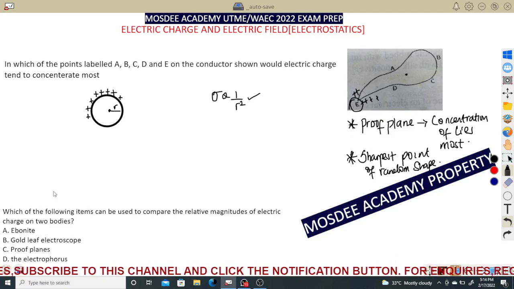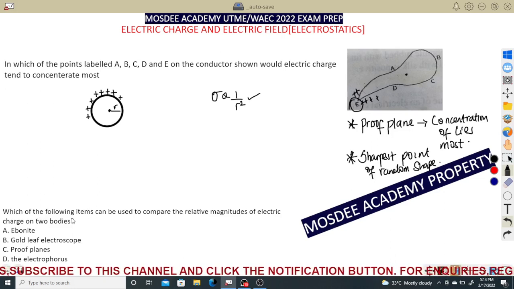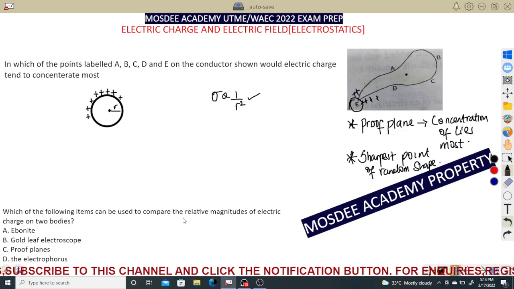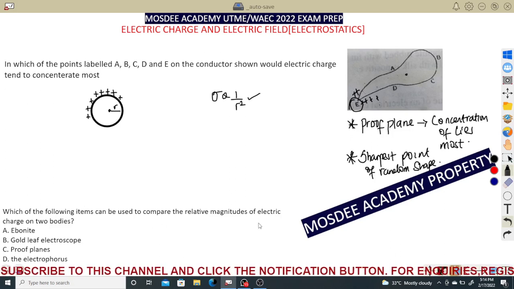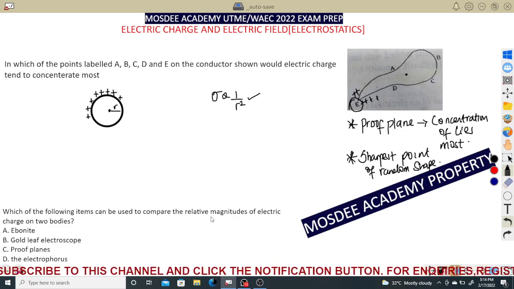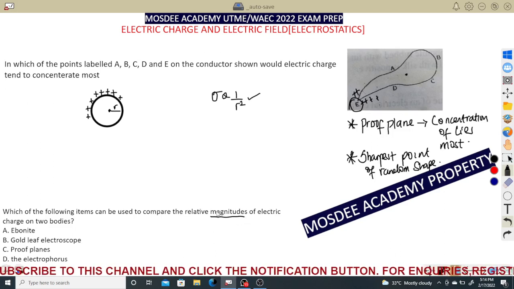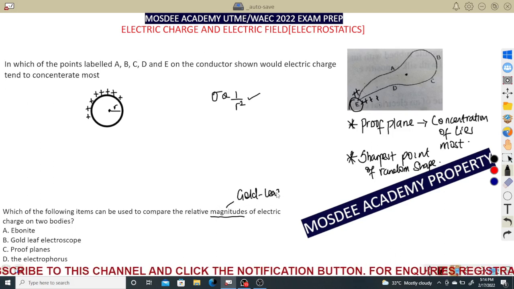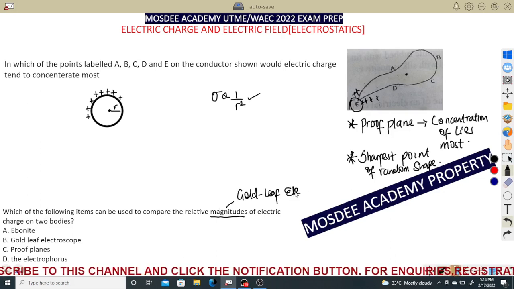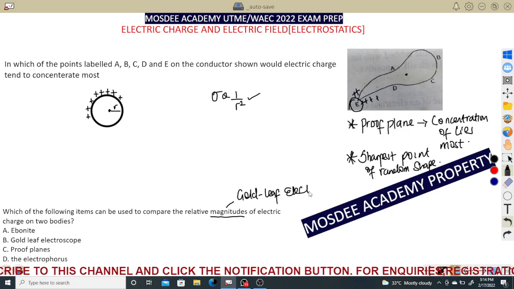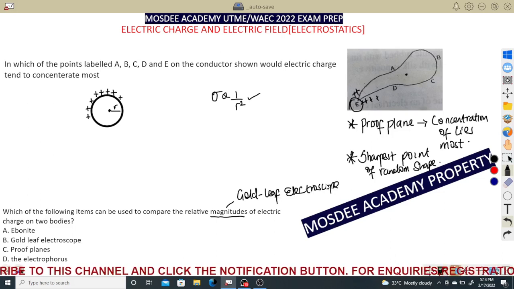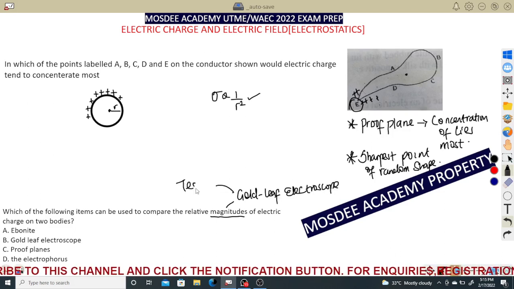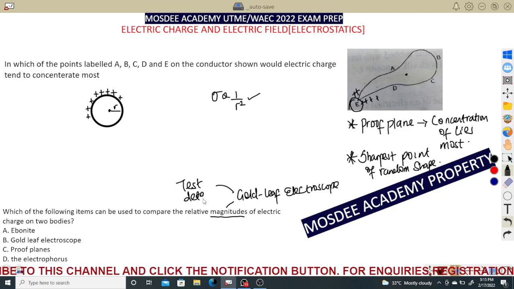We move. Now, the next question is: which of the following items can be used to compare the relative magnitude of electric charge of two bodies? When we talk about the magnitude of charges, listen, for the magnitude of charges, we use the gold leaf electroscope. You have studied this in your junior classes. A gold leaf electroscope is used to calculate the magnitude. You can use it to test for charge and to detect the magnitude of charges.